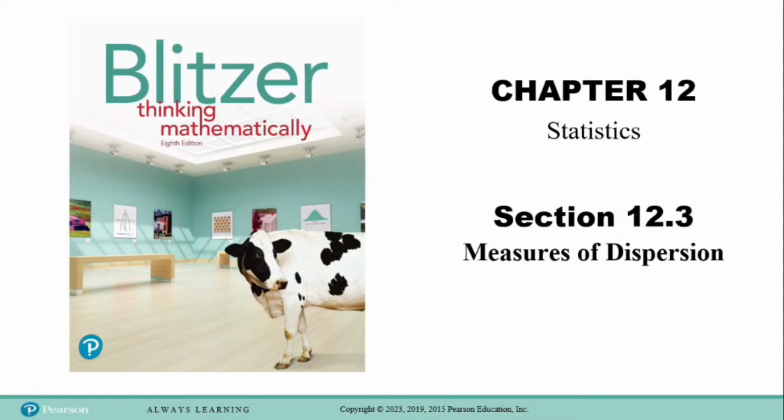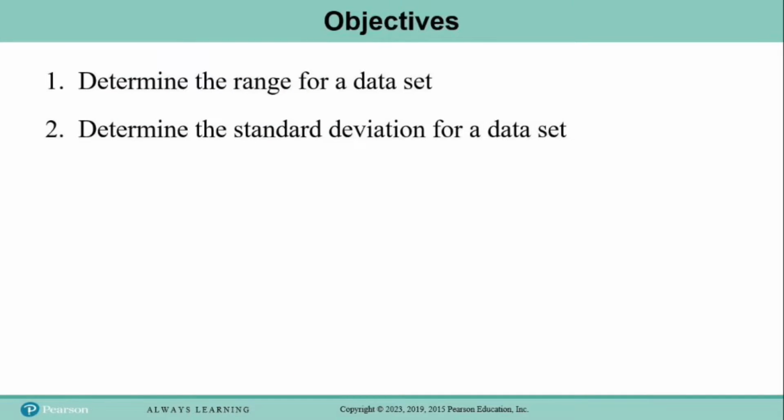Today we are in our final section of the course, and so we're going to be going through section 12.3, which is all about measures of dispersion. And we're going to be looking at two measures of dispersion today, and they are range and standard deviation. So let's go ahead and get to it.